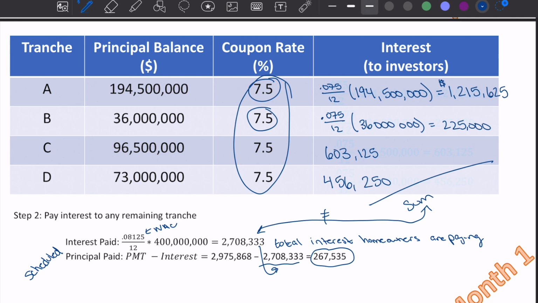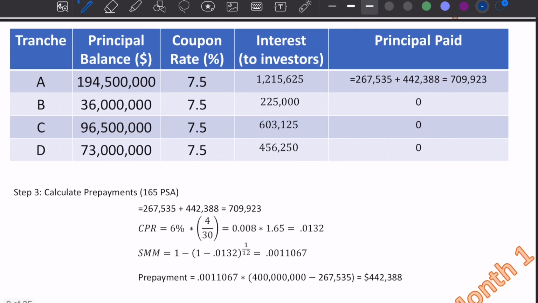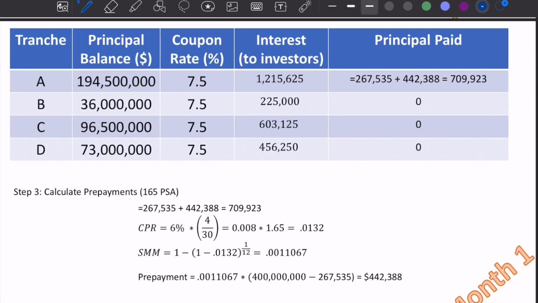We still have to get our prepayment. The prepayment is based on 165 PSA. First we do our conditional prepayment rate, and we're still below 30 months of the mortgage, so we're going to do 6% times T over 30. We factor in the 1.65. We switch it to monthly, so we have our single monthly mortality rate. And then lastly, using that single monthly mortality rate, we multiply it by the beginning balance minus our scheduled principal.